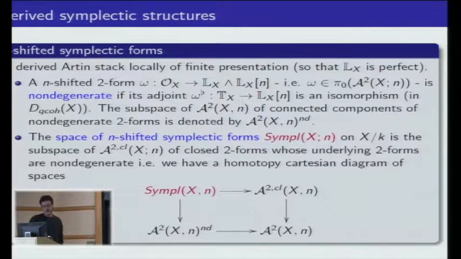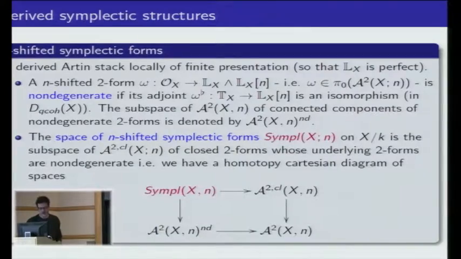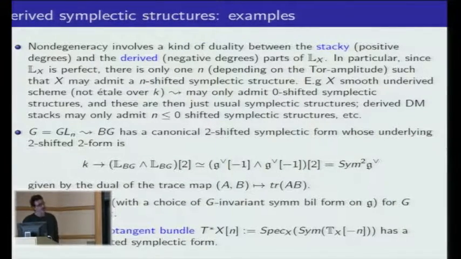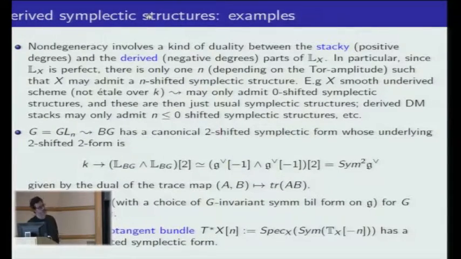Non-degenerate means simply the thing that you imagine. If the underlying two-form is a map from O_X to L_X wedge L_X shifted by n, then you take the adjoint, and you require that the adjoint from T_X to L_X shifted by n is a quasi-isomorphism, or an equivalence in the derived category. So this is nothing special. One thing I would like to mention is that this non-degeneracy condition, that T_X to L_X shifted by n is an equivalence in the derived category, mixes the stacky degrees with the derived degrees, because in general n can be negative or positive. It's quite a tricky condition.